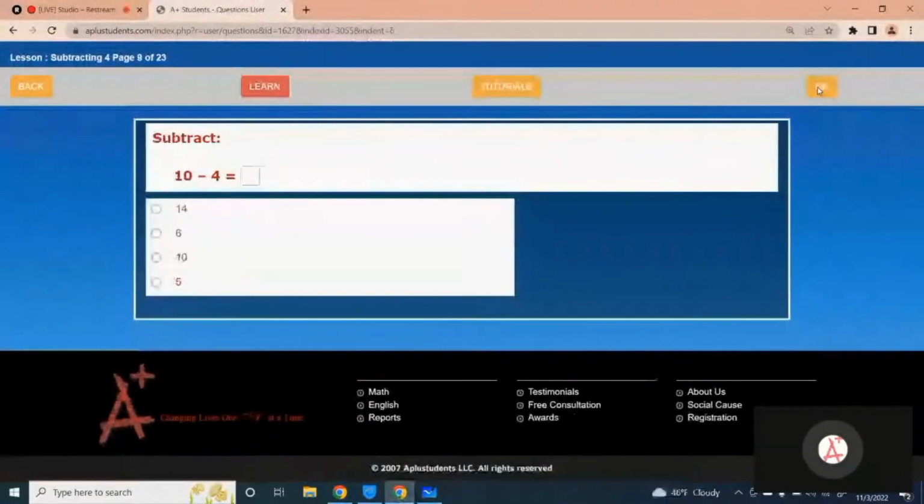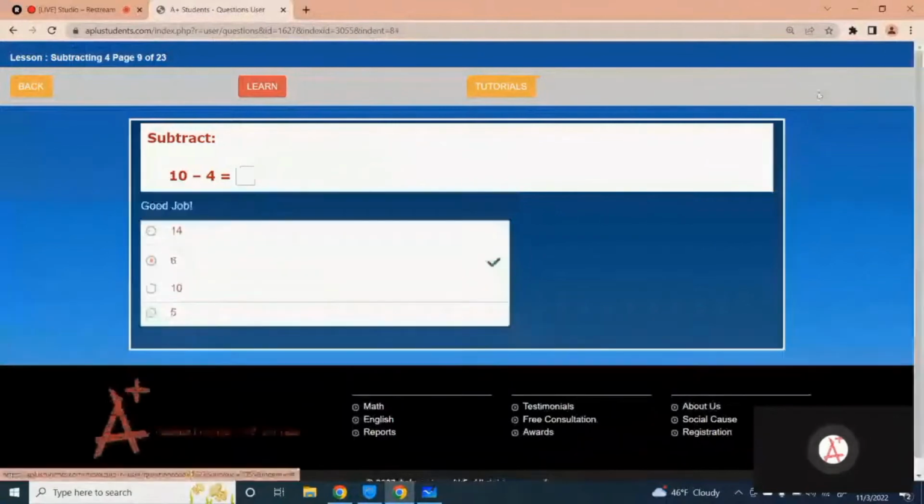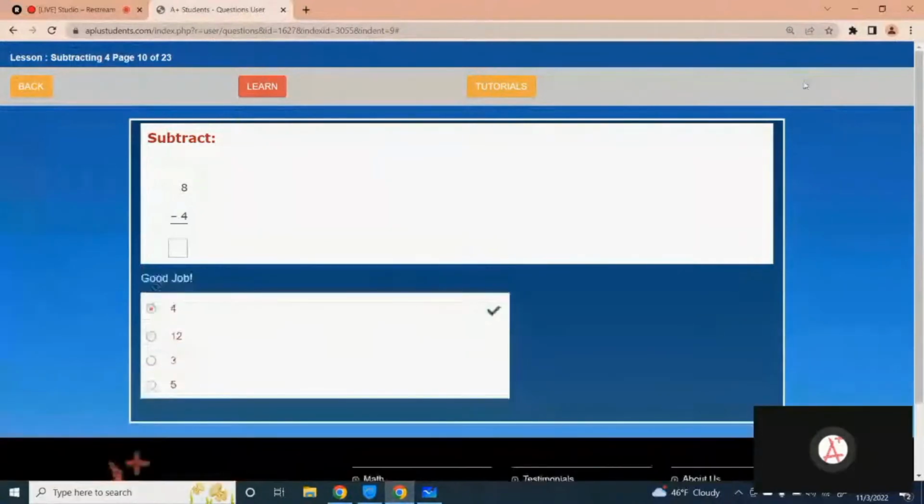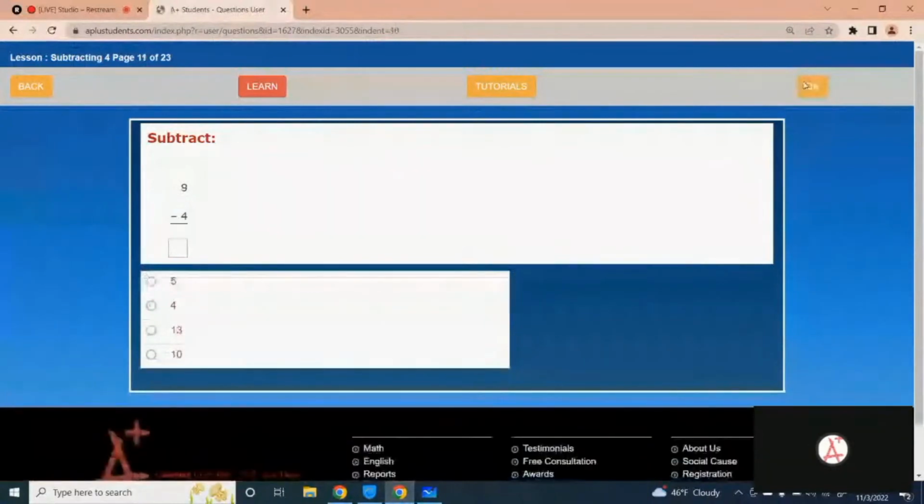Okay, the next one is 10 take away 4. So 10 take away 4 is 6. Just select the correct option and then click on the OK button. Okay, 8 take away 4 is 4. Select the correct option and click on the OK button.